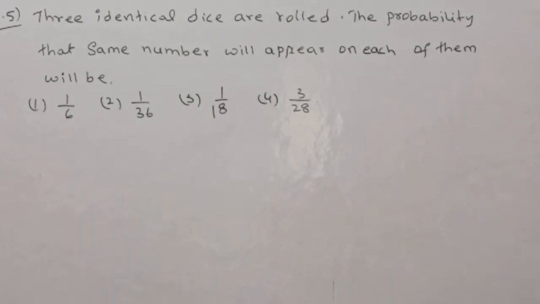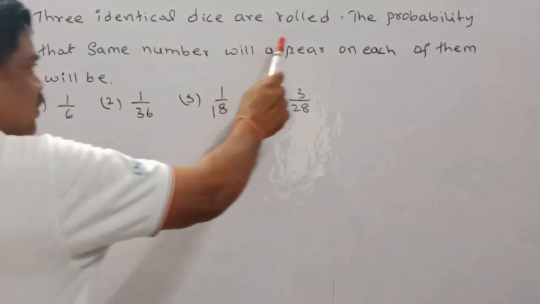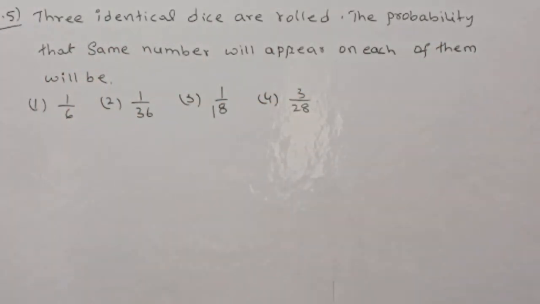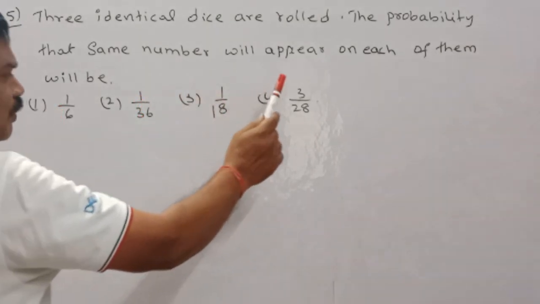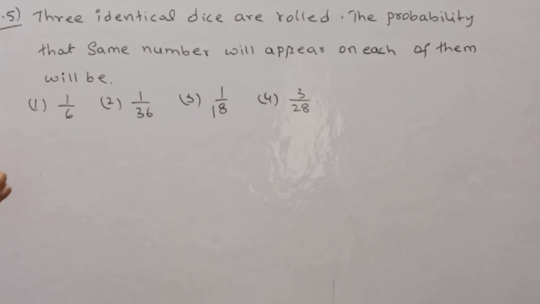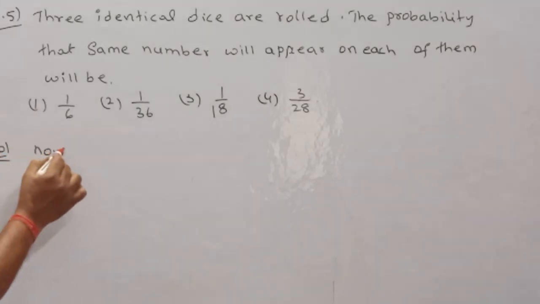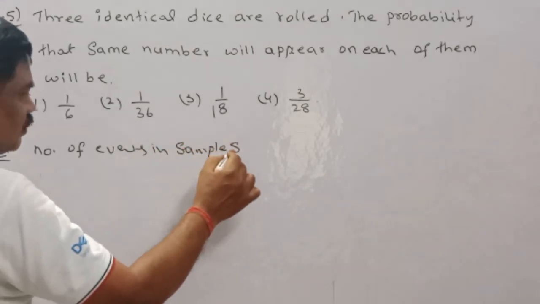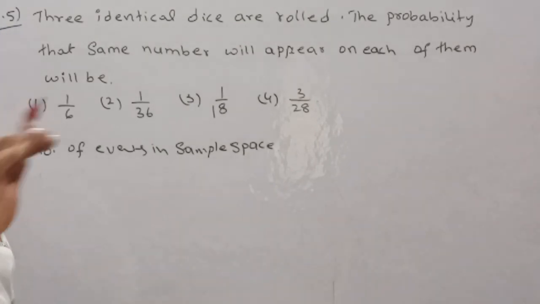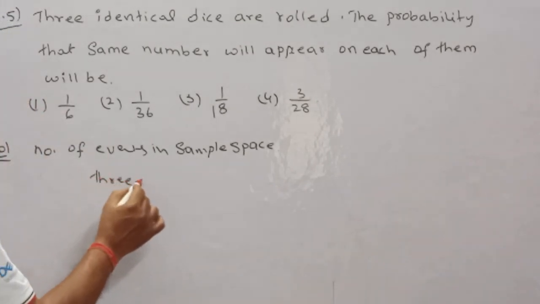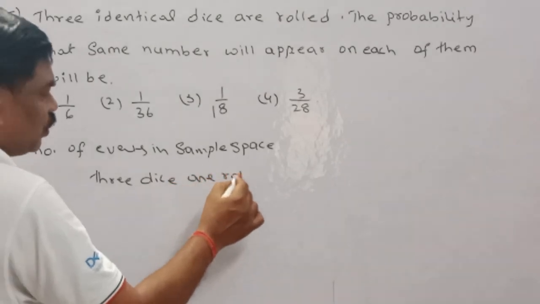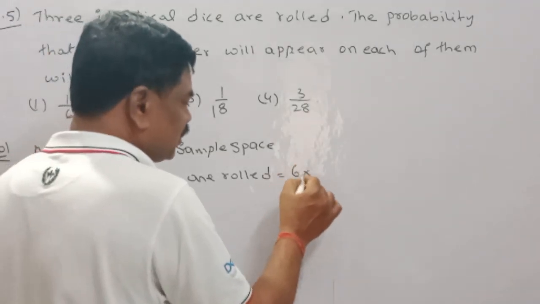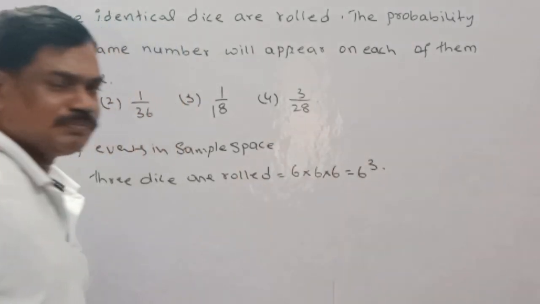Here we have one more problem from probability. 3 identical dice are rolled. The probability that the same number will appear on each of them will be 1 by 6, 1 by 36, 1 by 18, 3 by 18. So here the number of events in the sample space, if 3 dice are rolled, is 6 into 6 into 6, that is 6 cube.